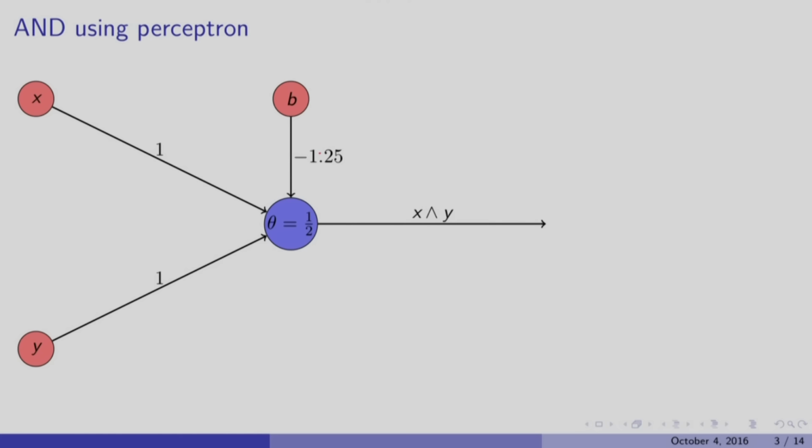By making the bias more negative while retaining the same weights and the same threshold, you can actually get an AND, which is turned on only if both x and y are 1 each.